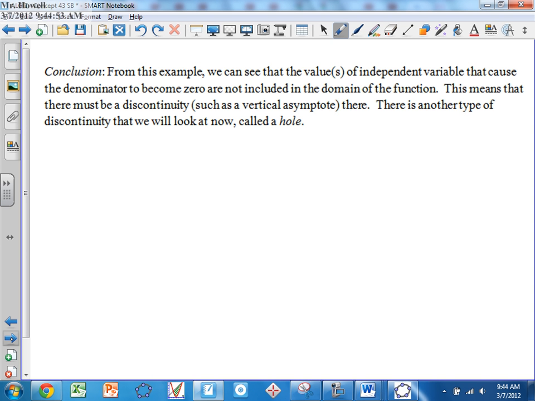This means that there must be a discontinuity, such as a vertical asymptote, at that location. Let's change "there" to "at that location." That sounds better.